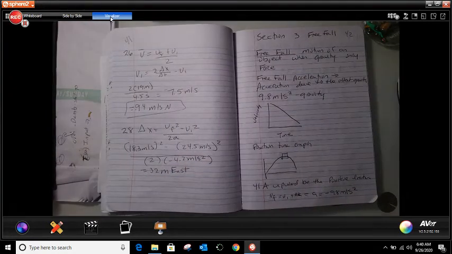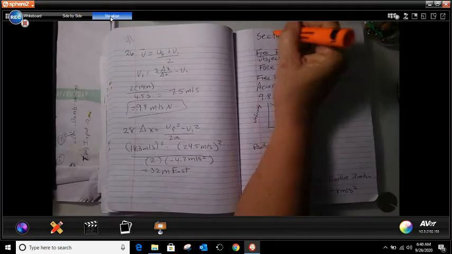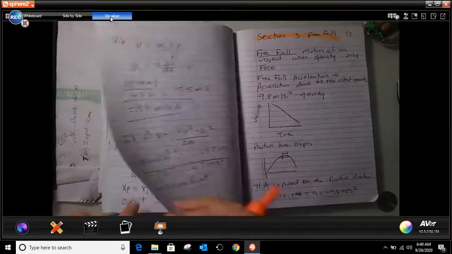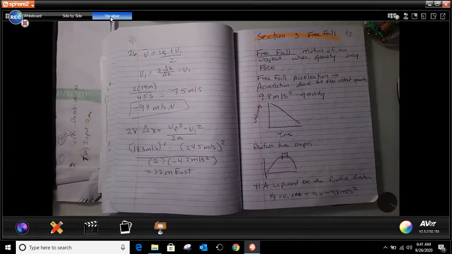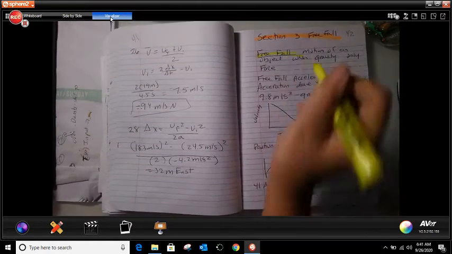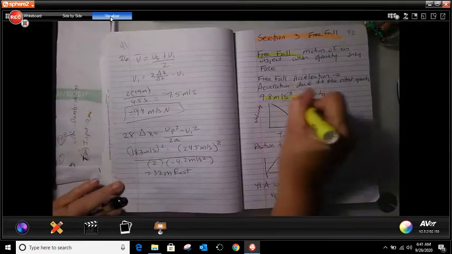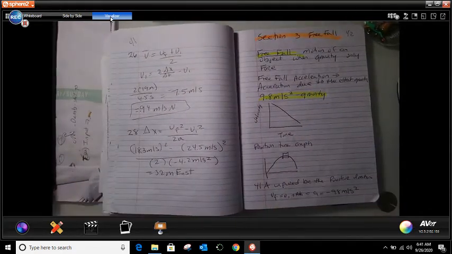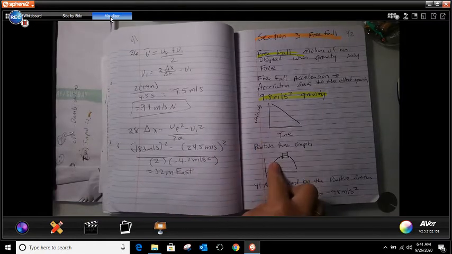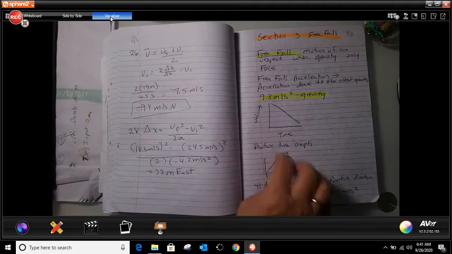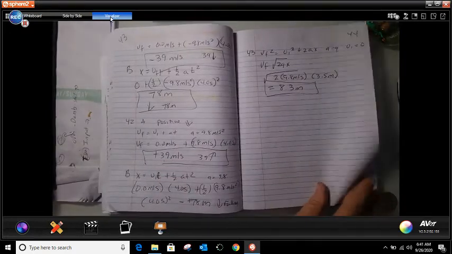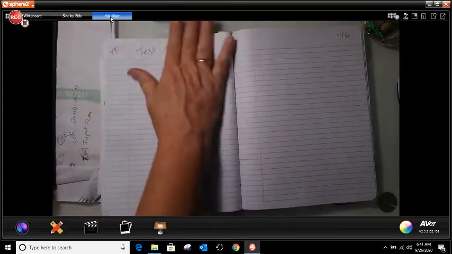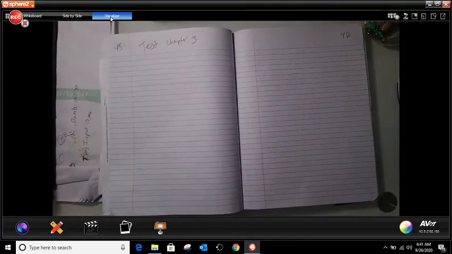Section 3.3. That is on free fall. Sorry, I want to make sure. Yeah. And so for free fall, I have a definition. So I want to make sure I actually highlight that. Here it's 9.8 meters per second squared for gravity. That's something important that I want to highlight. Here are some questions that they were talking about, or demonstrations they were having. There's 41, 42, and 43. And here is where I'm going to put my test on Chapter 3.